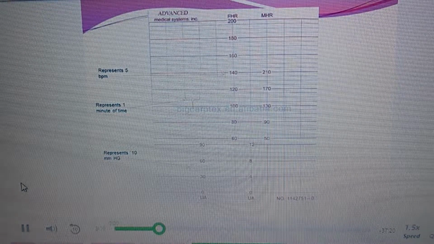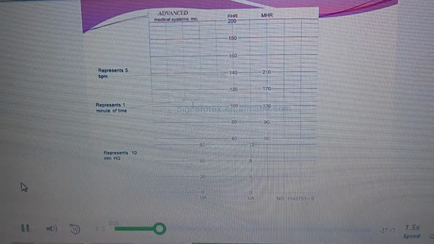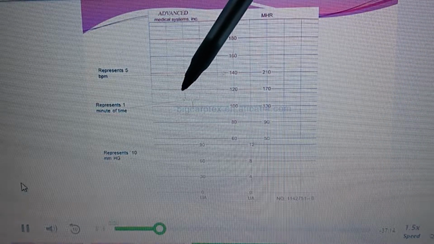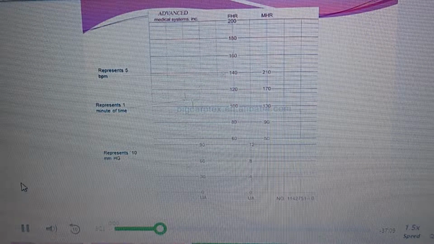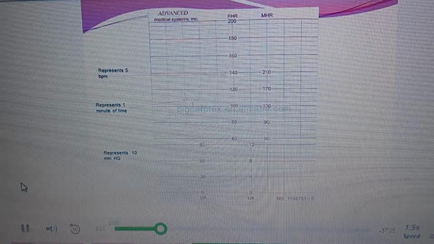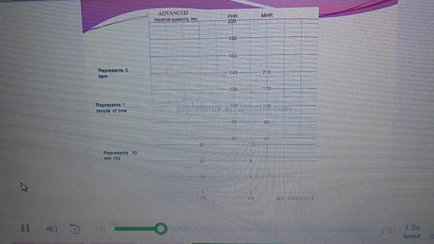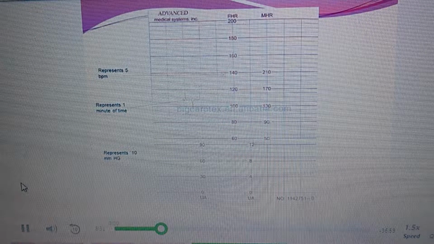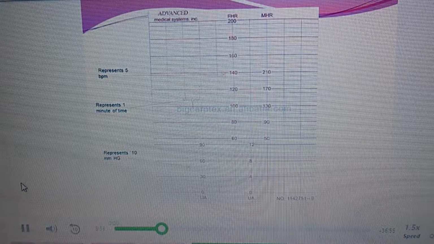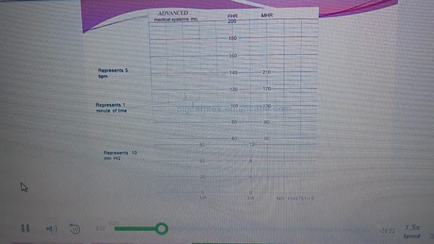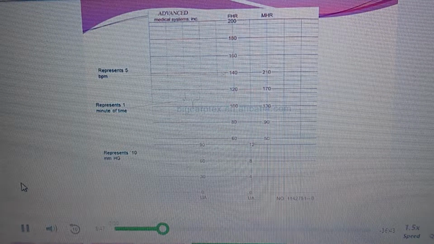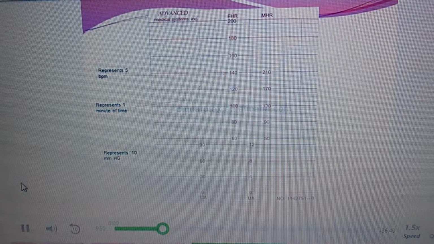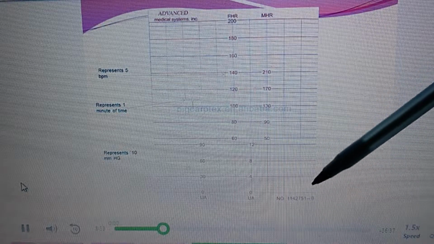Then when you look at the second area that represents 1 minute of time, the thick blocks represent 1 minute. This paper here is for an older machine. So the paper that you'll see in the hospital is going to look a little bit different and will be a little more obvious, and so you can count that. But a full block that you'll see on your screen or on your paper represents 1 minute. You should be able to count 6 small blocks in that 1 minute block, giving you 60 seconds or 1 minute.